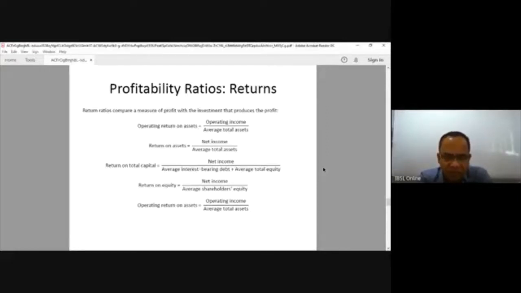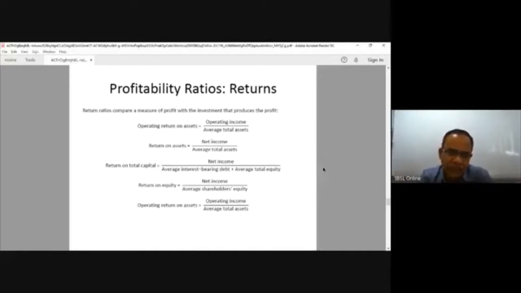Return on capital: net income divided by interest bearing debt plus average total equity. So the total capital, equity capital plus loan capital, is how much is invested in the business compared to the net income. Net income divided by that gives the return on capital. Return on equity is what? You should take the average shareholders' equity, and net income divided by that is the ROE.